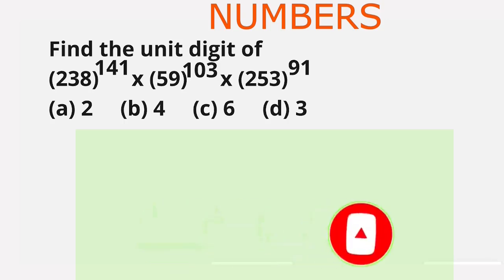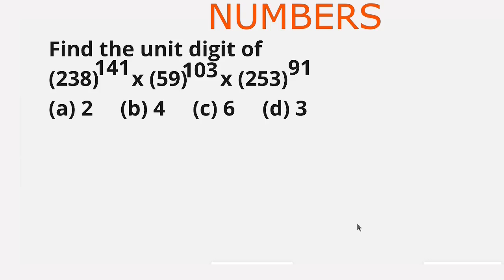We have to find the unit digit. So we will consider only the unit digit of all the numbers of the product. The first number is 238 to the power 141. We know that the unit digit of 238 is 8 and the unit digit repeats itself after every fourth power. So we will divide 141 by 4, and whatever may be the remainder of 141, that will be the power of 8.